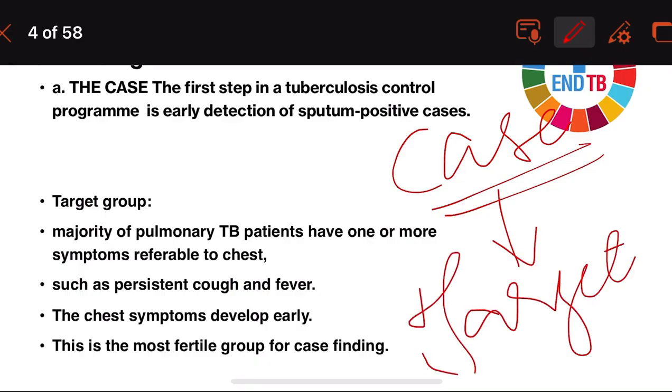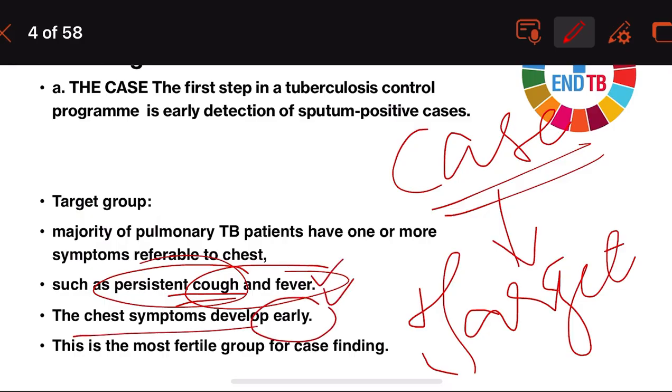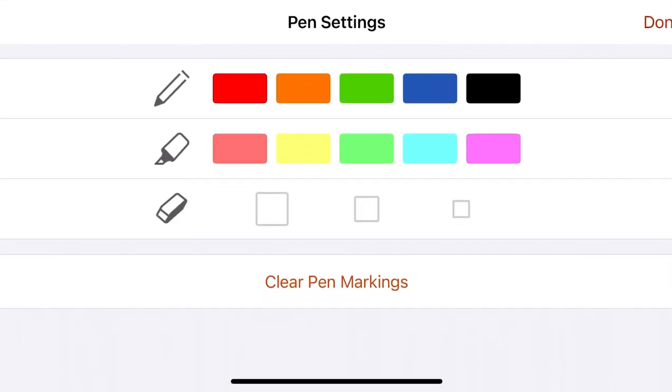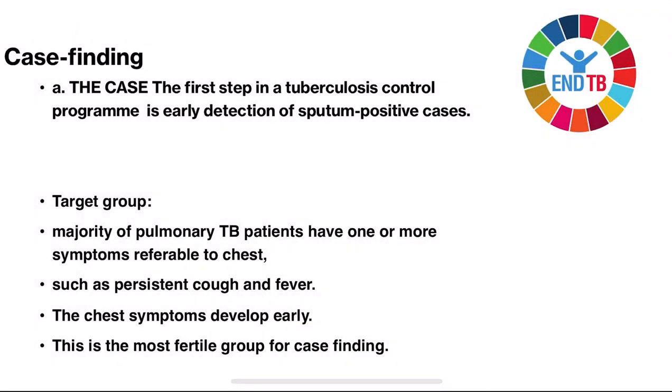The target groups are those who are having chest symptoms, that is cough and fever. Persistent cough is the chest symptom. They also present with fever, and the chest symptoms develop very early in these patients. They are the most fertile group. Is it clear? Case finding is our first step.